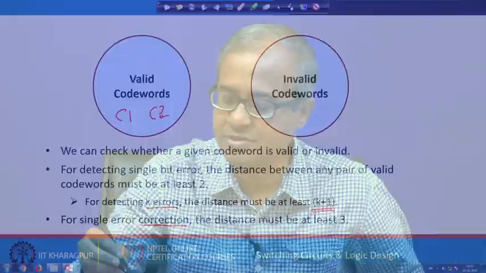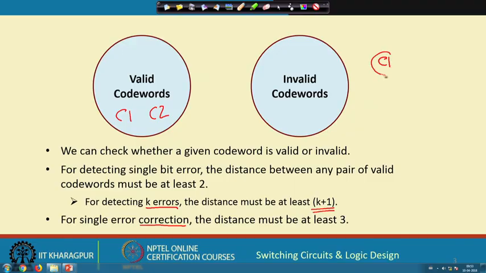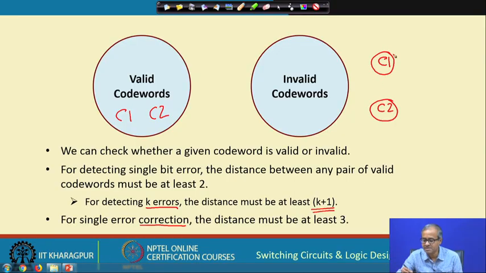You consider C1 and C2. Suppose I have this code C1, I have this code C2. There can be single bit errors. Due to a single bit error, C1 can go to some other state, C2 can go somewhere. Now, what I am saying is that if C1 and C2 are going to the same place, let us say here, then I cannot say that this is because of an error in C1 or because of an error in C2.